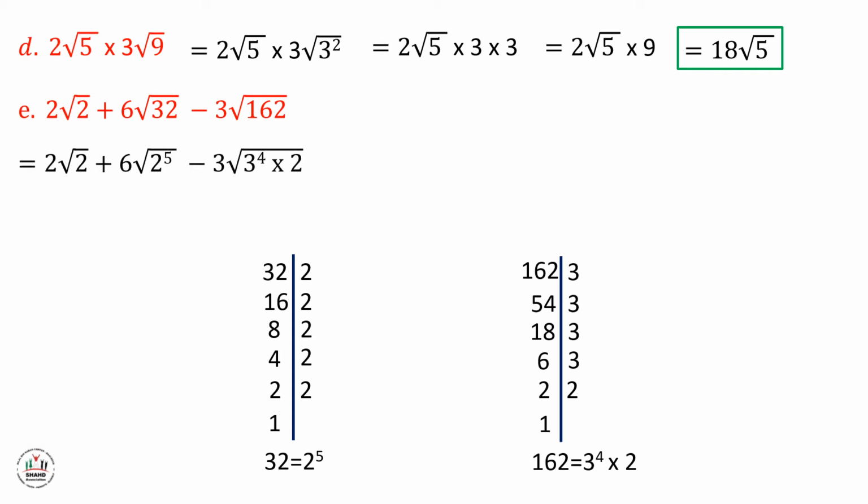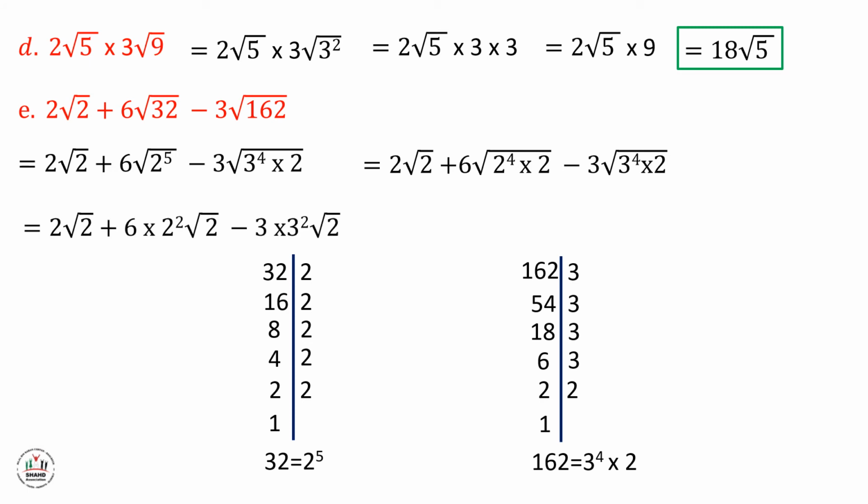Now we can write 2 to the power 5 as 2 to the power 4 times 2. And we can take 3 to the power 4 out of the radical as 3². We take half of the power, of the even power. So 2√2 + 6√(2⁴ times 2) − 3√(3⁴ times 2). Now we take 2 to the power 4 out of the radical as 2², and 3 to the power 4 out of the radical as 3².